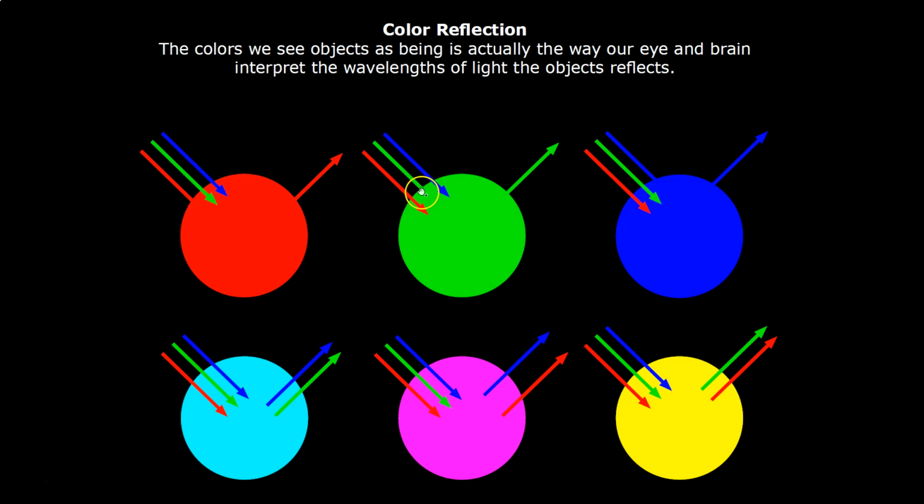If you've got a green object, it absorbs the blue and the red. And if you've got a blue object, it absorbs the green and the red. Now, if you see something that's cyan, what's happening is it's reflecting the green and the blue, but absorbing the red. If you're seeing magenta, it's absorbing the green and reflecting the blue and the red. And if you're seeing yellow, it's absorbing the blue and reflecting the green and the red. So that's what is called subtractive.